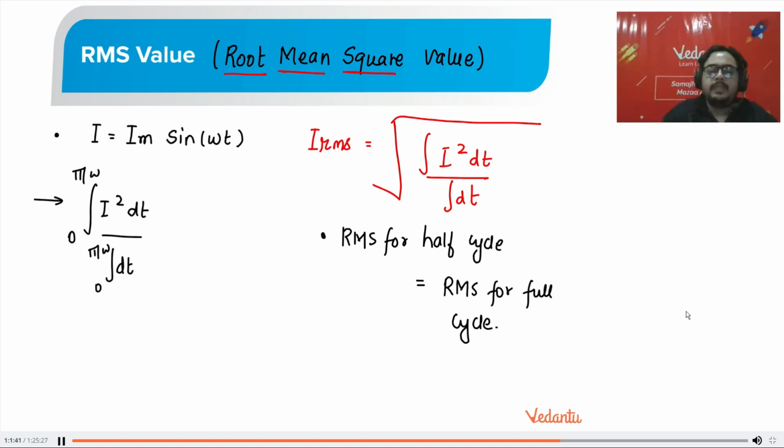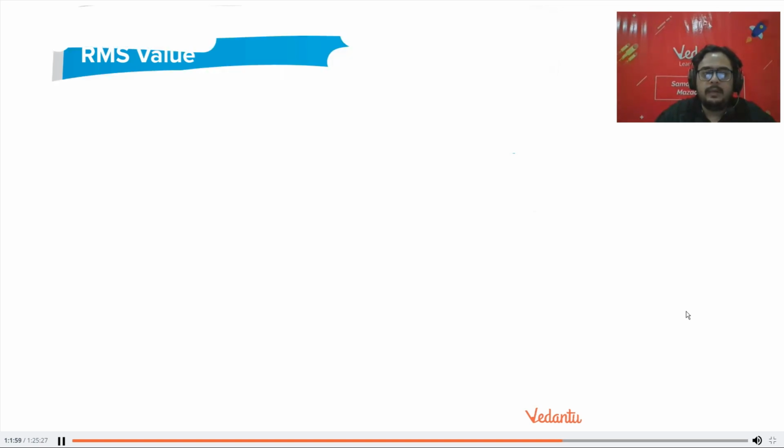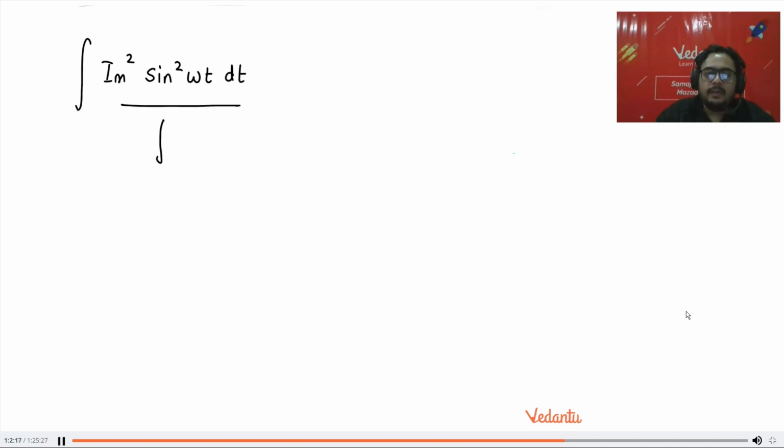Now the integration is not very easy, so don't get scared by it. I am deriving it. So we have to do basically integration of I square, which is Im square sine square omega t dt, upon integration of dt from 0 to pi by omega.